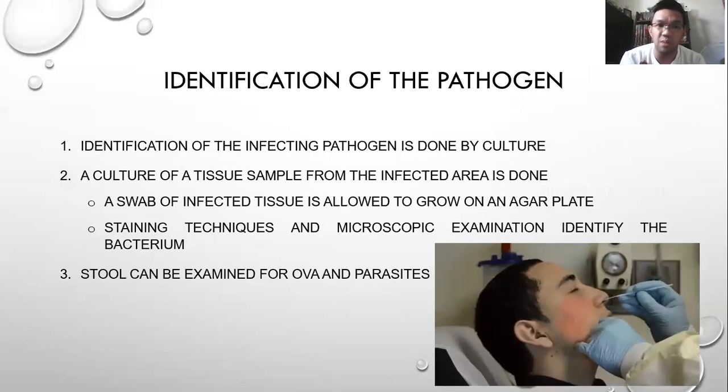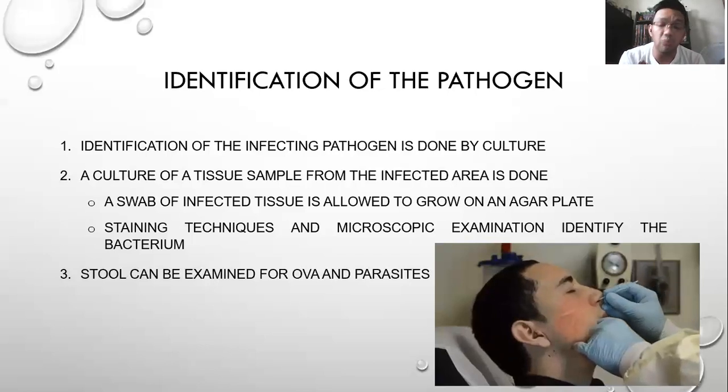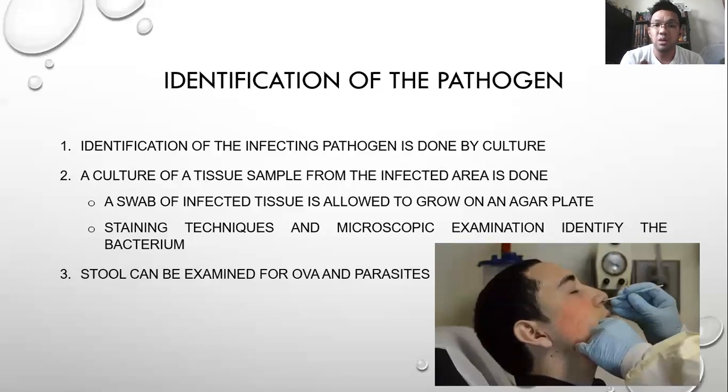Identification of the pathogen. Number one, identification of the infecting pathogen is done by culture. So they are going to take a swab test, like what they are doing right now during the pandemic. Swab tests are done to identify whether you're positive or negative for COVID-19. Others can be done through the sputum exam. They're going to collect sputum from a patient in order to determine the type of bacteria present in the patient's respiratory system.